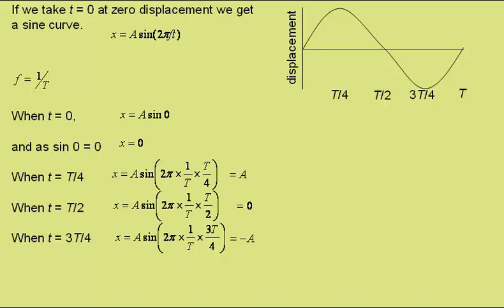So, when the pendulum is starting at the midpoint, we use this expression, x is equal to a sine 2 pi ft. When the pendulum is starting at maximum displacement, we use the previous expression, x is equal to a cos 2 pi ft.